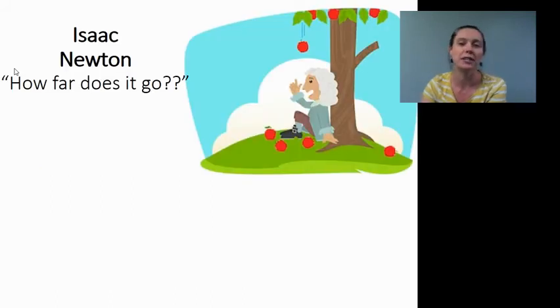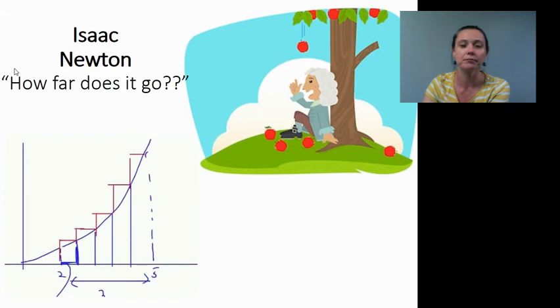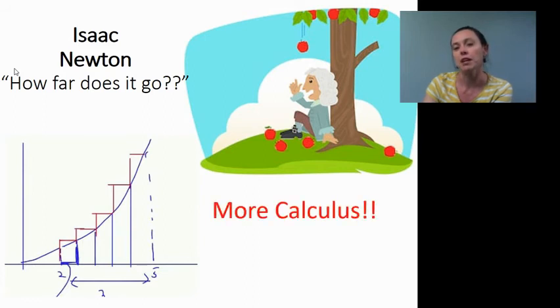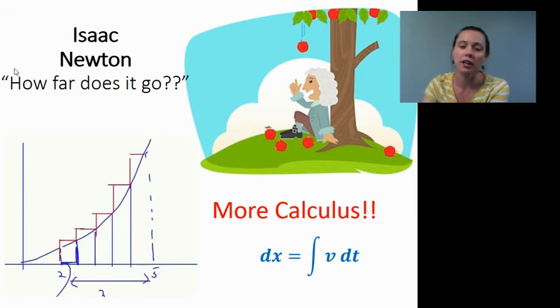Isaac Newton also considered this question as he sat under his apple tree. How far does an object travel? He asked. He did very similar calculations to what we just saw, only he gave them a fancier name. He invented the second half of calculus and called these calculations the integral. So, the distance an object travels is the integral of the velocity with respect to time. That just means we're finding the area underneath the velocity graph.